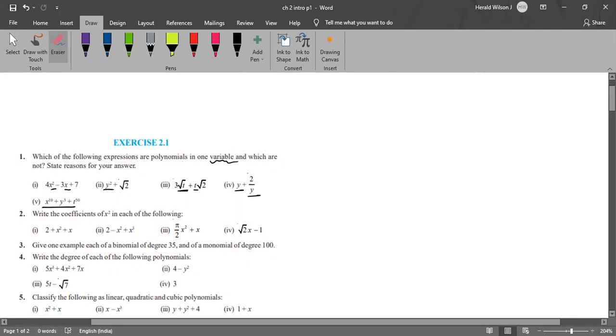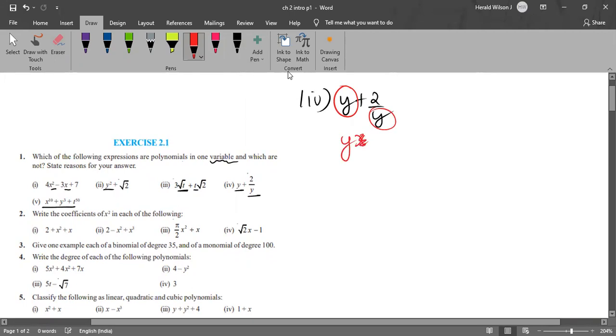So did you think about it? I hope you thought about it. So we will anyway solve it. So first question, fourth one. Look here, y plus 2 by y. I told you we're looking at the variables. That means we're looking at this guy and this guy. So here y is having y raised to the power of 1, right? So this is okay, fine. This is accepted. What about 2 by y?